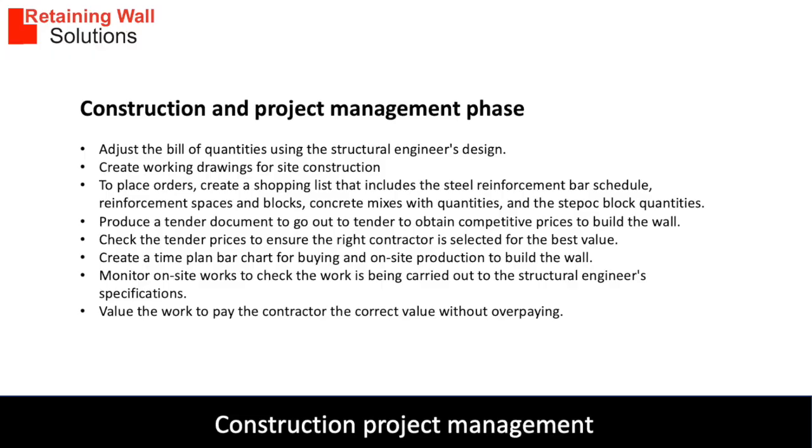Produce a tender document to go out to tender to obtain competitive prices to build a wall from local contractors. Assess the tender prices to ensure the right contractor is selected for best value. Create a time plan bar chart for buying and on-site production to build the wall. Monitor on-site works to check the work is being carried out to the structural engineer's specifications. Value the work to pay the contractor the correct value without overpaying.